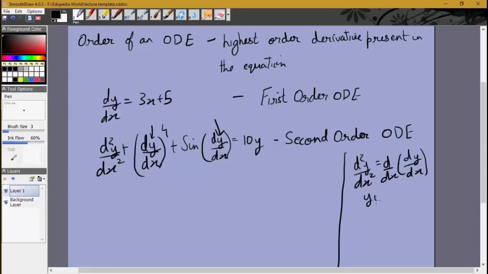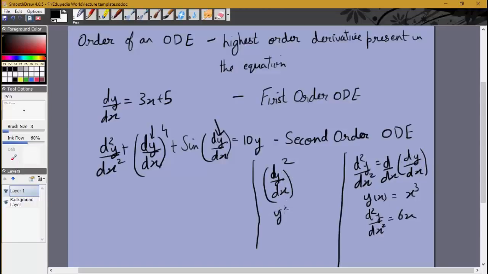So if you have y of x is equal to, let's say, x cube, then d2y by dx squared would be the derivative of 3x squared, which would be 6x. On the other hand, dy by dx whole squared is completely different. This is not the same as this thing. This is the double derivative of y. This is the square of the derivative of y. So this is basically dy by dx whole squared.